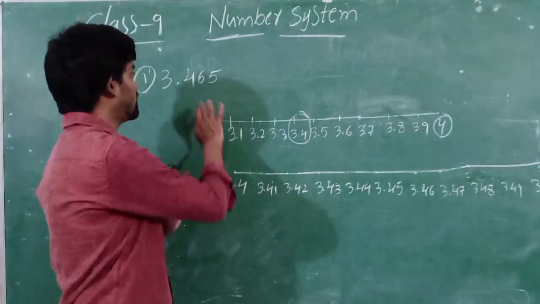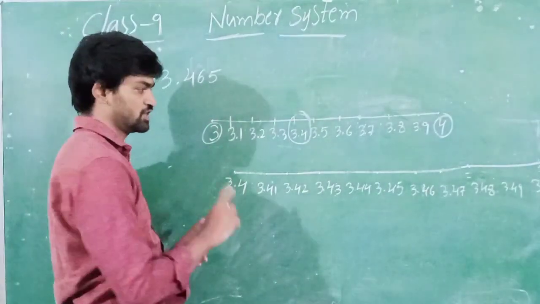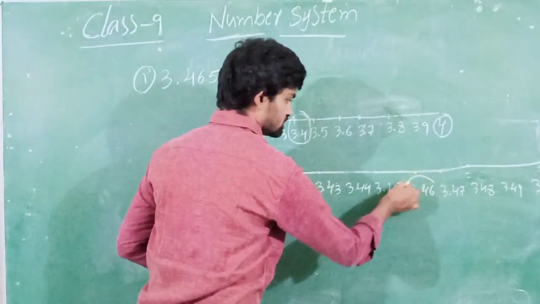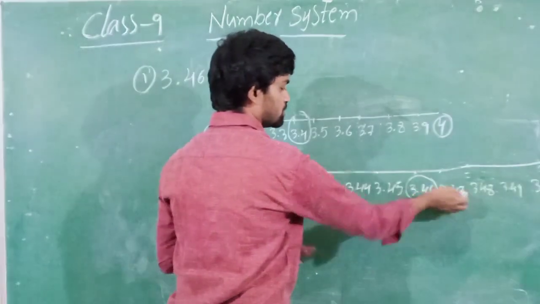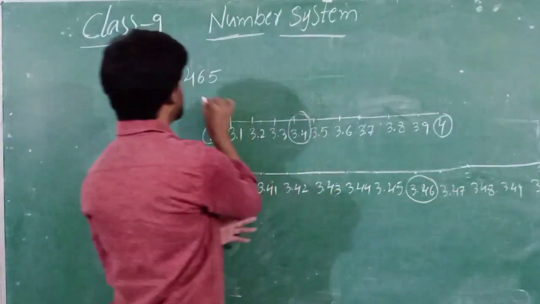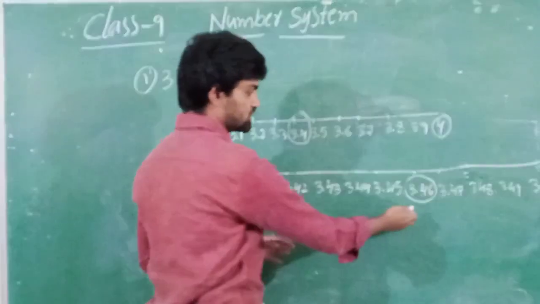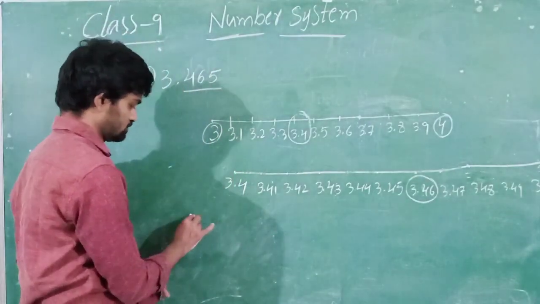But what comes after 4? We have to mark. What comes after 4 is 6. So where is 3.46? Here. So again, our number lies in between 3.46 and 3.47. In between, now we have to locate 3.465 in between 3.46 and 3.47. That will do, right?